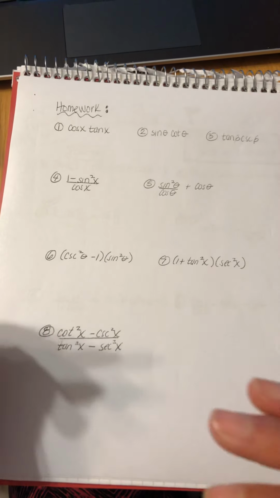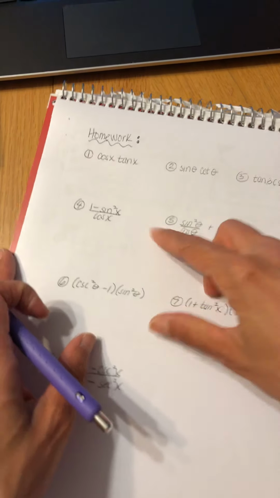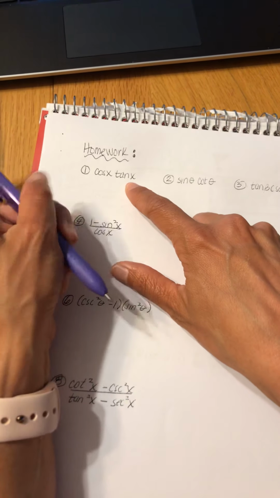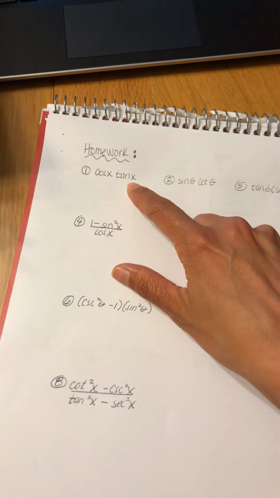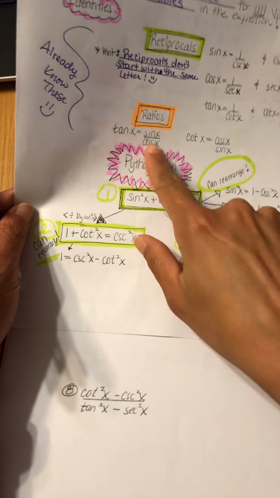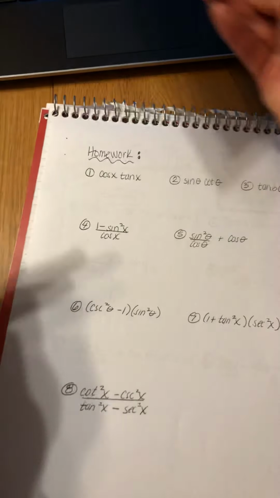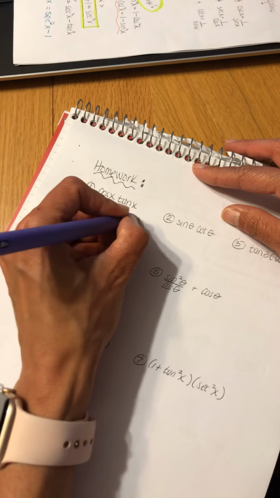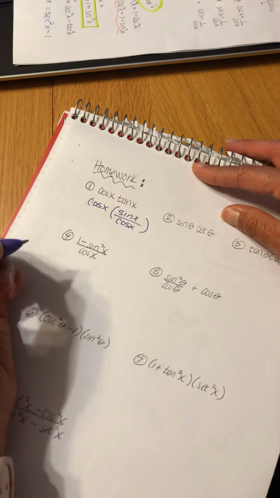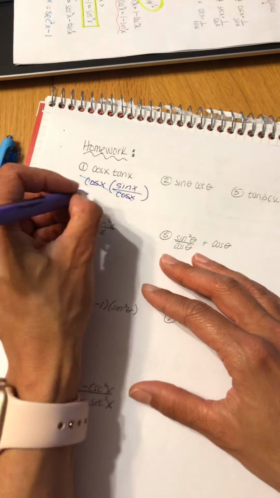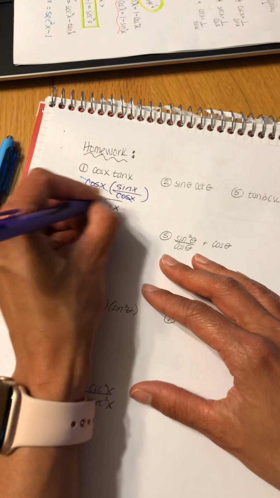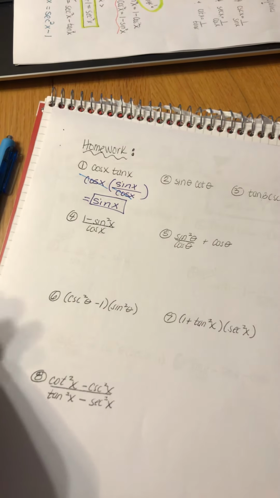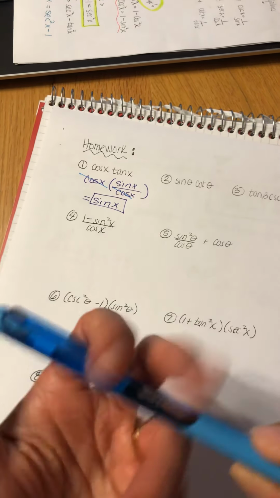All right, so number one, cosine x, tangent of x, we are simplifying. So I see tangent, and I know something about tangent. If we look back in our notes, which I still have right here, tangent is sine over cosine. So I'm going to replace tangent with that. So I have cosine of x times sine of x over cosine x. And hey, look at this. Cosines cancel. So all I have left is sine of x. That's as low as I can go. So that's the answer. How easy was that? Hopefully you guys gave that a shot.